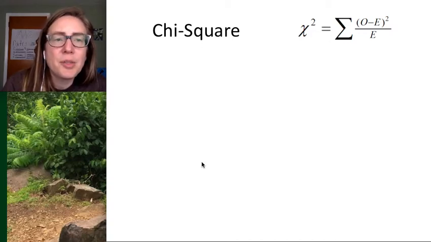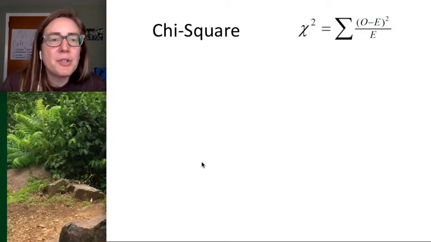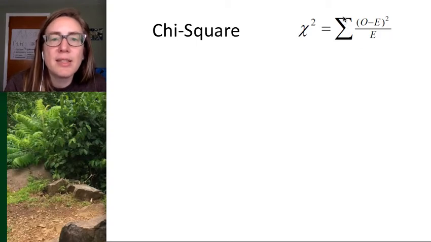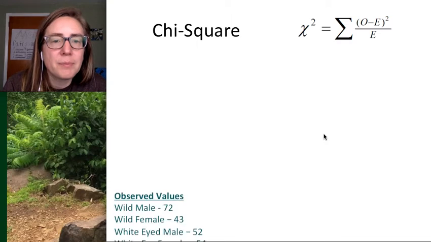It's very similar to the percent error equation, but I'm going to show you how to set a table up, and the table might be an easier way for you to calculate the chi-squared value. What it is, you take the sum of observed minus expected squared divided by expected. So you would do one of these calculations for each of those groupings that you have.